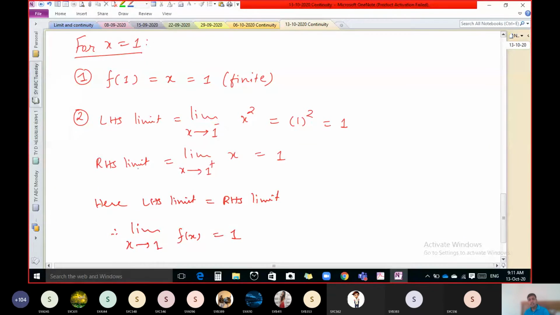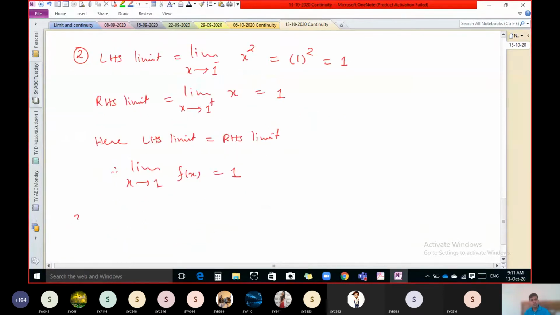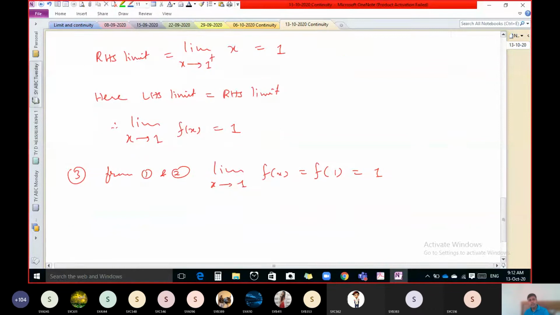Now see, in the first condition the answer is 1, and in the second condition the answer is 1. So we can say that from 1 and 2, limit x tends to 1, f of x and f of 1 both are 1, therefore the third condition is satisfied, therefore f of x is continuous at x equal to 1. So that is the end of the first part of the question.